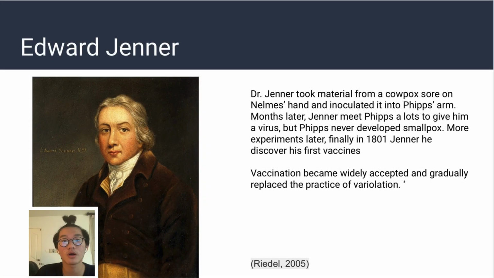He took cowpox from Nelmes' hand into Phipps' arm. A month later, Jenner exposed Phipps to the smallpox virus, but Phipps never developed smallpox. After more experiments, finally in 1801, Jenner discovered his first vaccine, and it became widely accepted around the world and replaced the practice of variolation.